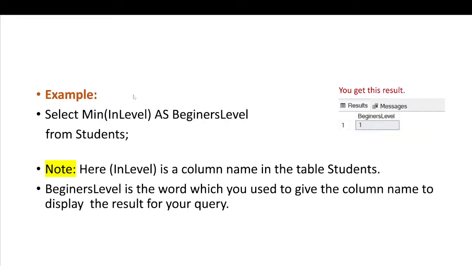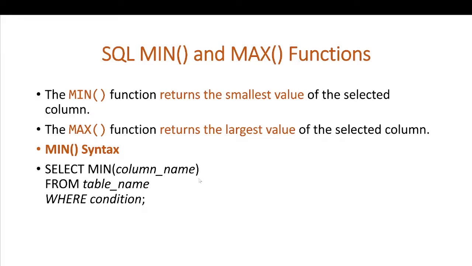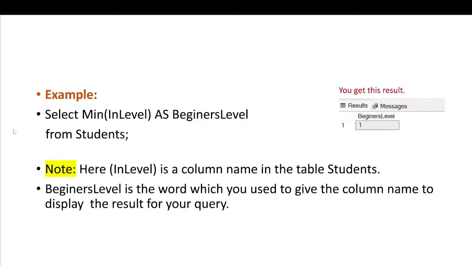Example, I'm taking a column which is having a number instead of varchar or strings as data types, and the table name. Here, if you see, as beginners, it is not in the syntax. I just gave select min column name and from table name where condition. But here I have written in the example as beginner level. What is this one?